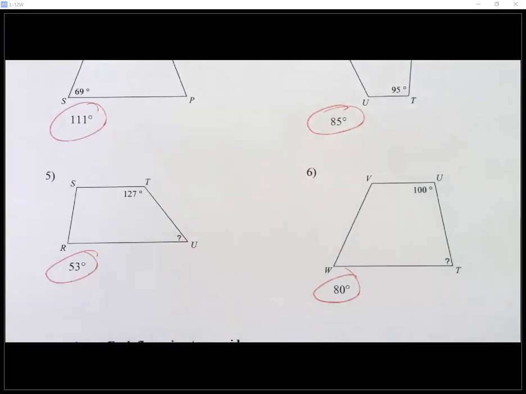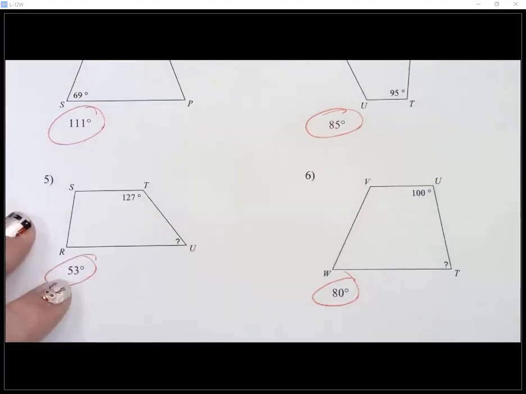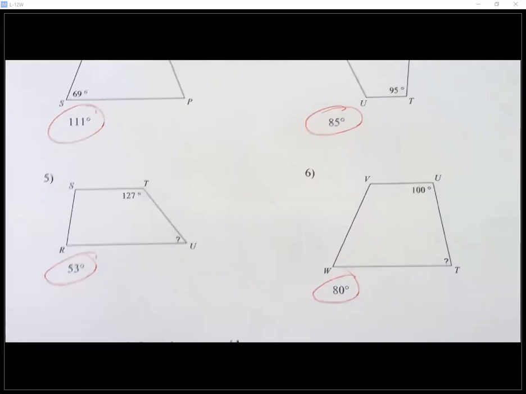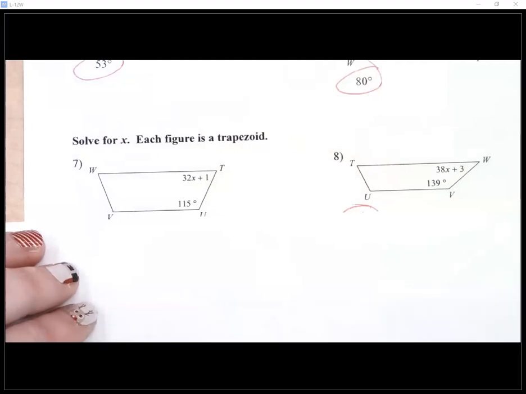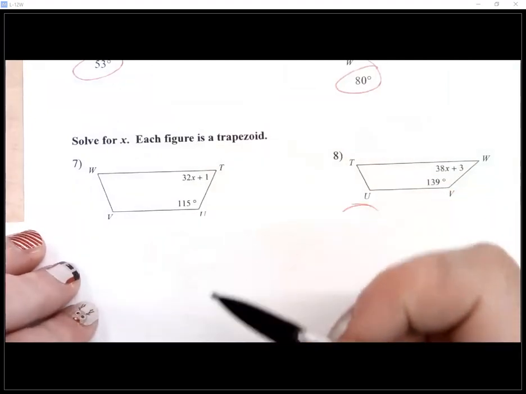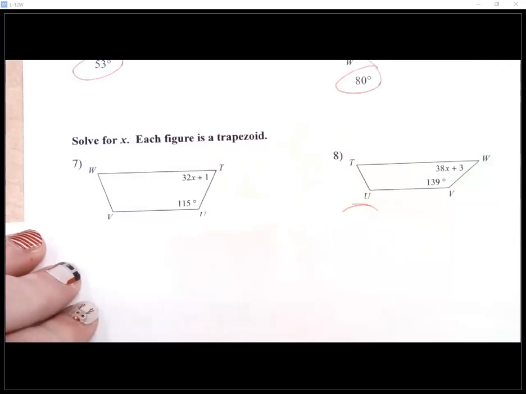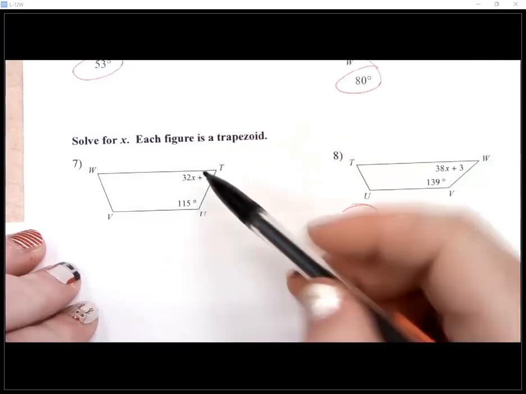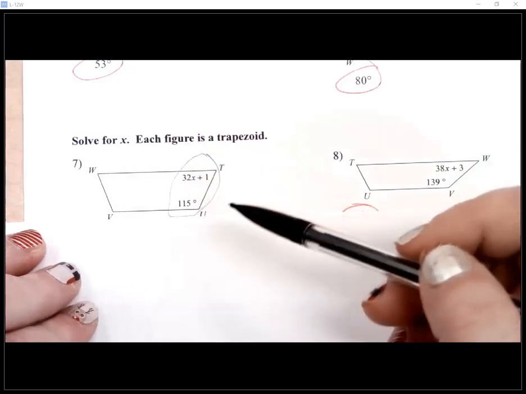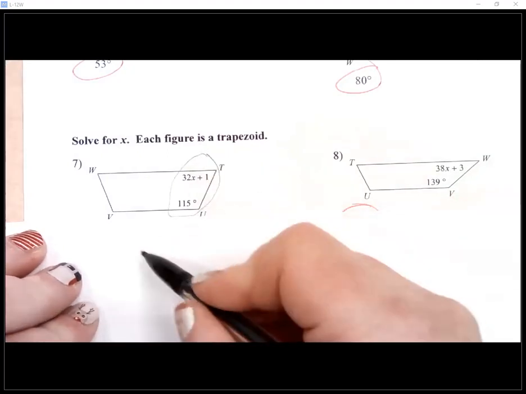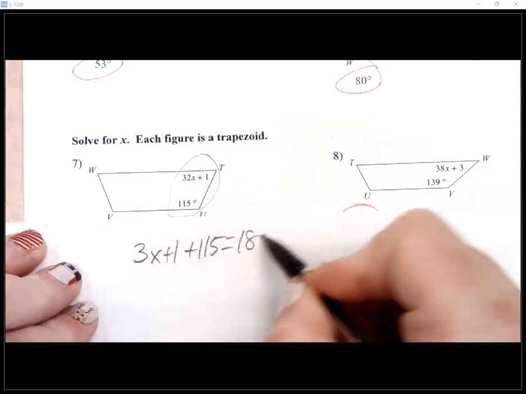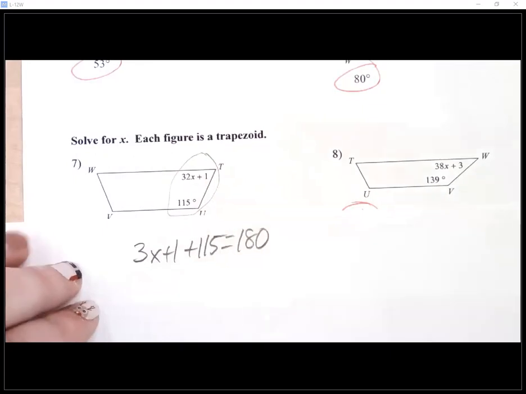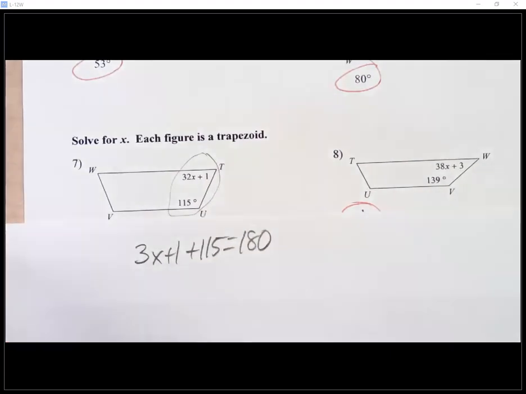Now the next bit is a little bit trickier. Starting with 7 and 8, but you now have the tools to answer it correctly. So if you shimmy on down to 7 and 8, it would just be like 32x plus 1, or minus. These two are always going to add to 180. So that would be my equation: 32x plus 1 plus 115 equals 180. And now solve from there. So any two along the legs of any trapezoid are always going to add to 180.